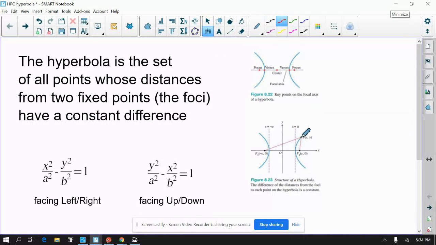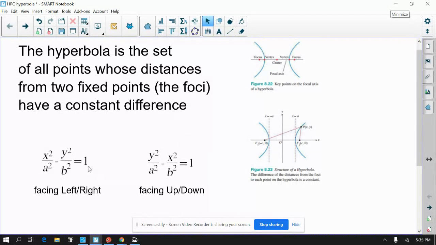So, for example, this ordered pair right here, which is on the hyperbola, if you were to measure the distance to this focus and the distance to this focus, and then subtract those two distances, you would have some real number. Then take any other point, measure the distance to that focus and the distance to the other focus, subtract those two distances, and you would have the same number. So the distances to the two foci have the same difference.